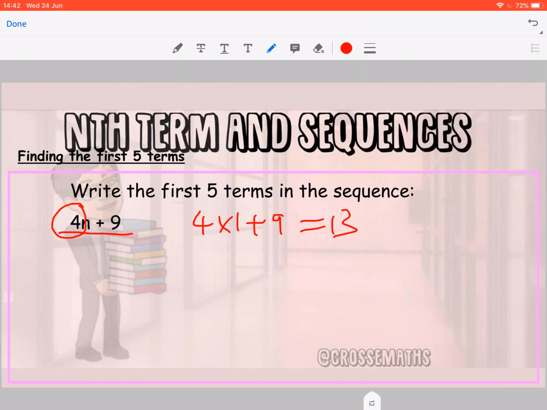The 4 means you're going up in that amount each time, so you only have to sub in the first number. Once you know the first number is going up in 4s, I'm going to have 13, 17, 21, 25, 30. It's going up in 4s. Remember that. It's really important you remember that bit. Not 30, sorry, I don't know why I wrote 30. It's 29. Pause the video, guys, get that example down.